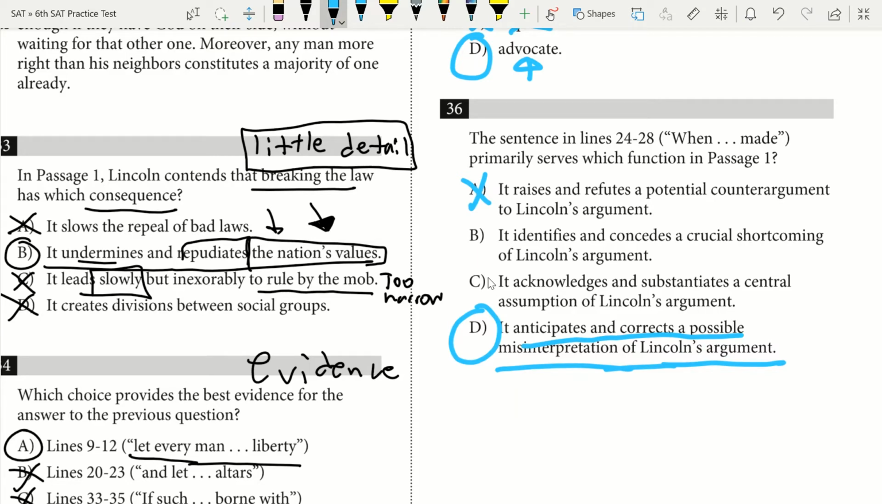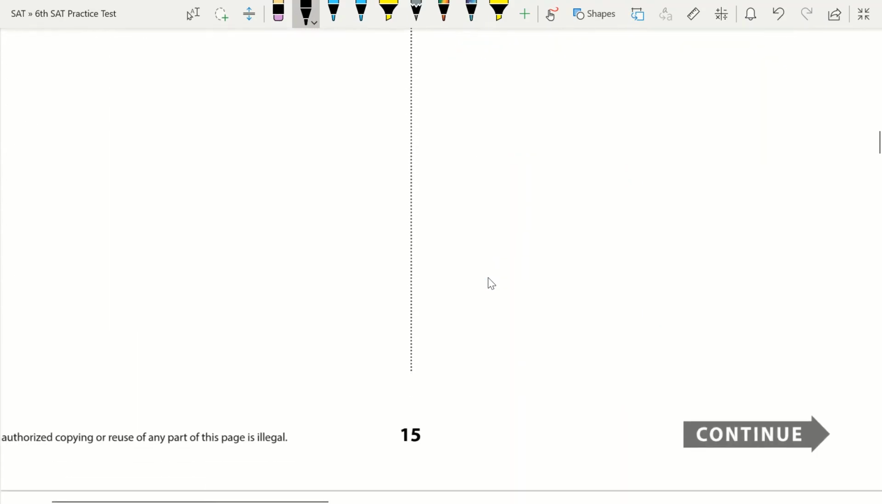As far as B, it identifies and concedes a crucial shortcoming. He's not acknowledging a shortcoming in his argument. He's just making sure that he's understood correctly. C, it acknowledges and substantiates a central assumption of his argument. No. All right, so 36 there is going to be D. Now we can move on to question 37.